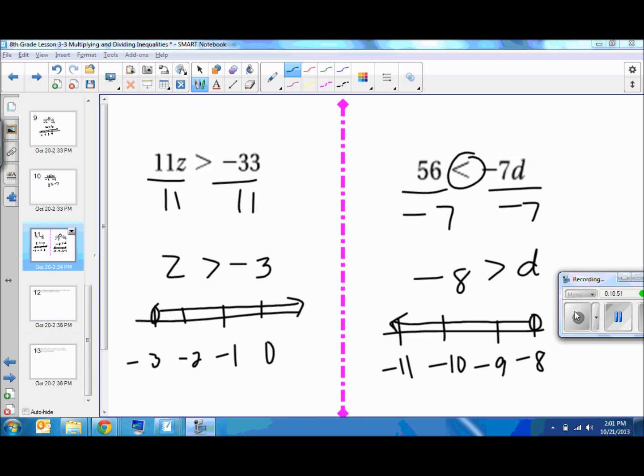You should have gotten that z is greater than negative 3, and then d is less than negative 8.